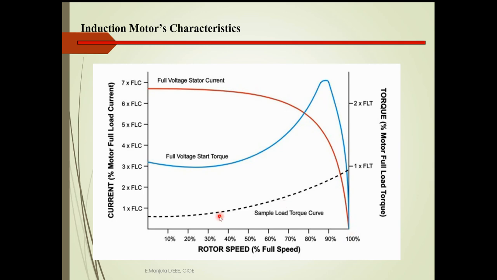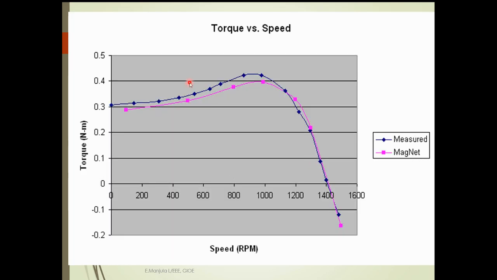Okay, and this is a sample load torque curve. Here the torque versus speed is a measured value. So whatever we have seen before is the same: at the starting it increases and then it decreases. So this is an experimental graph.